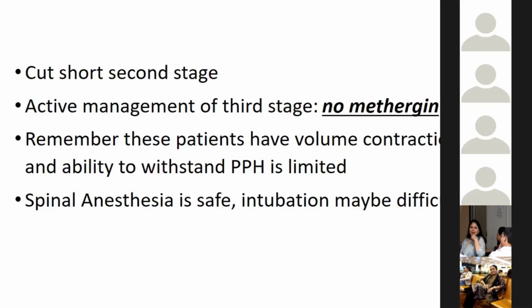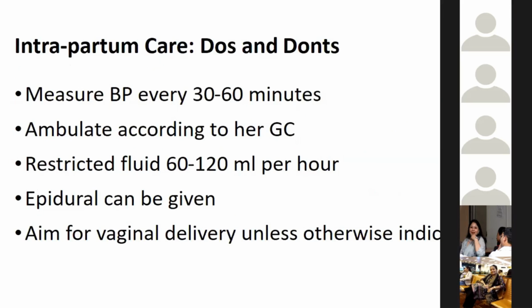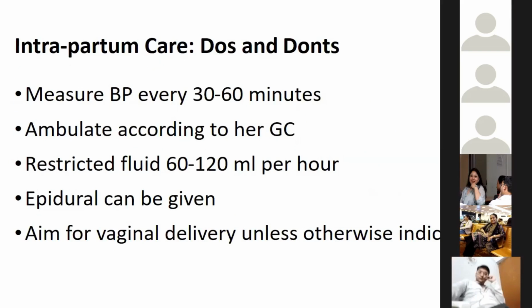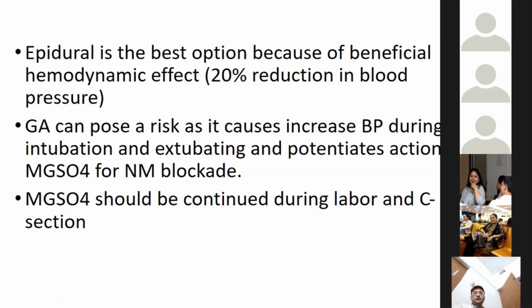Next, please. The intrapartum care do's and don'ts: measure the blood pressure every 30 to 60 minutes. Ambulate according to her general condition. Restrict her fluid intake. Epidural. Aim for vaginal delivery. Next. Continue the magnesium sulfate during labor, during delivery, during cesarean section. Okay. Next, please.